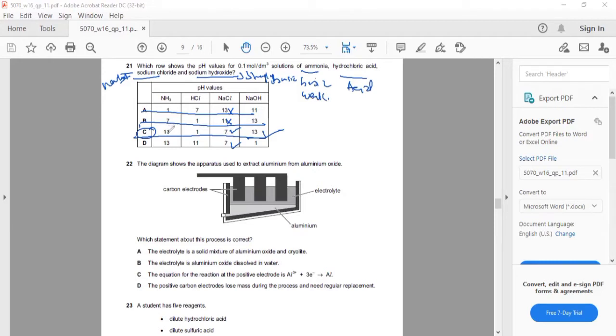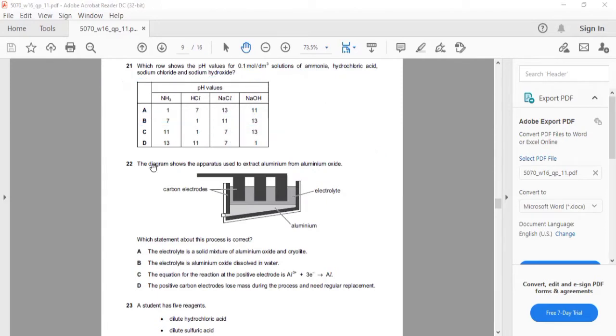Ammonia is also base, but it is weak base, so it's 11. HCl is a strong acid, around 1. So C is the answer. It's question 22.